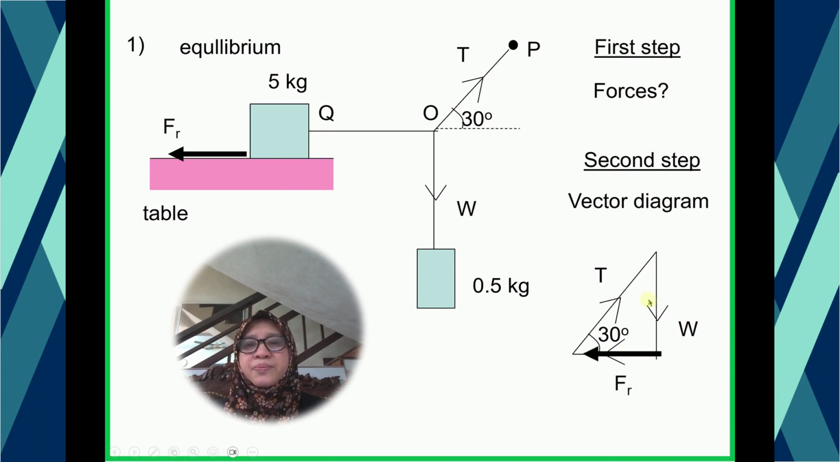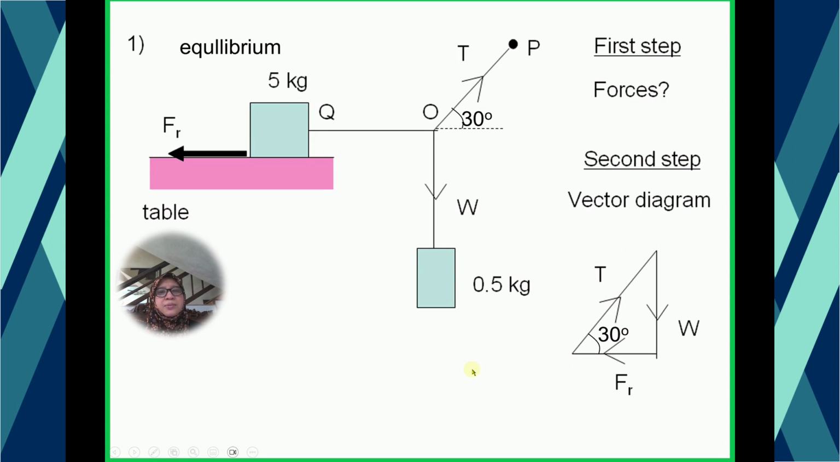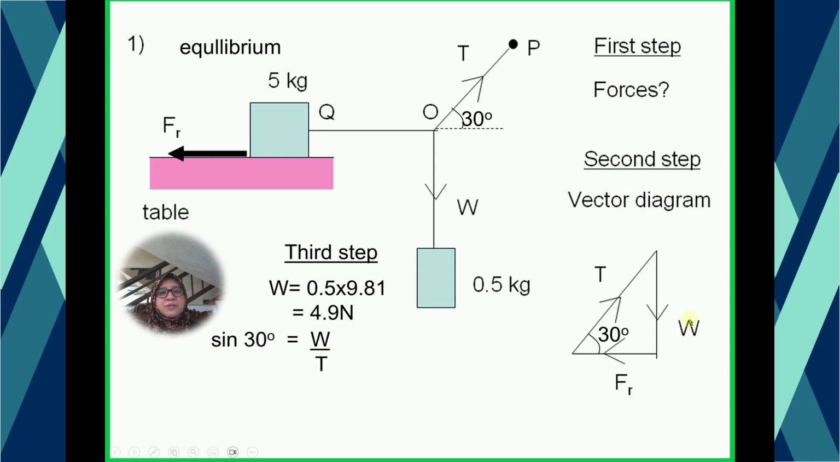So it forms a triangle because there are altogether 3 forces. This is the vector diagram, and the system is in equilibrium. If you see the arrows here, they follow one after another. Now we do the third step, to determine the weight. To determine the weight, we use 0.5 times 9.81, so 4.9 Newton. So the weight value here is 4.9 Newton.